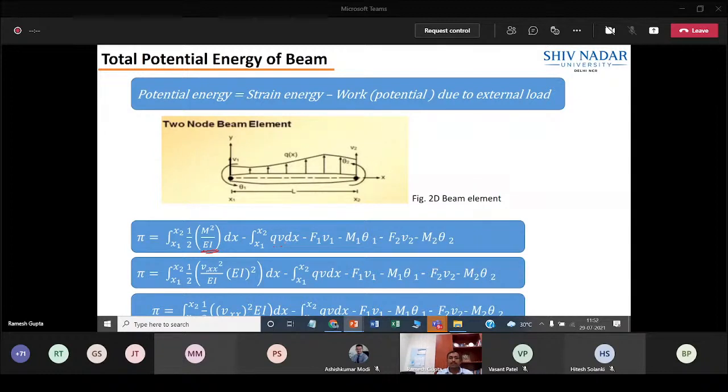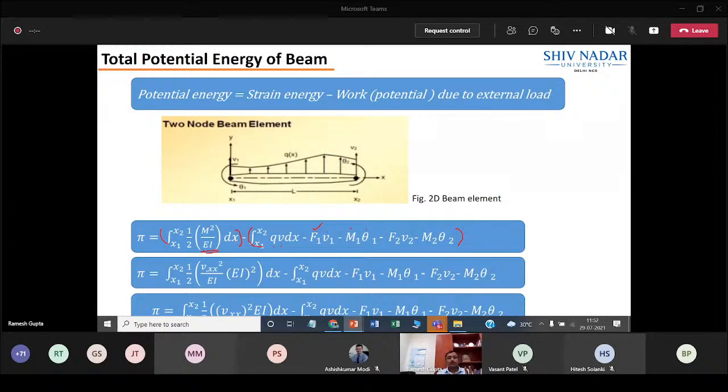Apart from that, there are concentrated forces and concentrated moments. The force multiplied by displacement, or moment multiplied by the rotation, will give you the potential due to load. So from here to here is all about potential due to load, and this part is the strain energy part. So strain energy minus potential of the load is total potential energy.